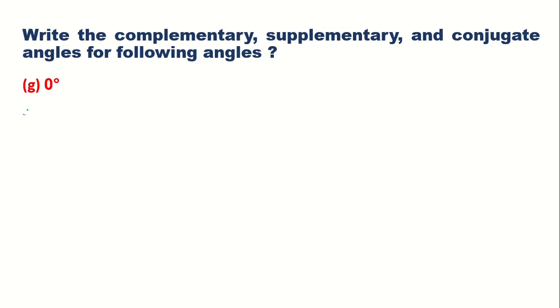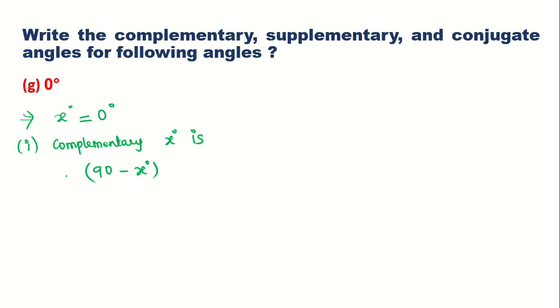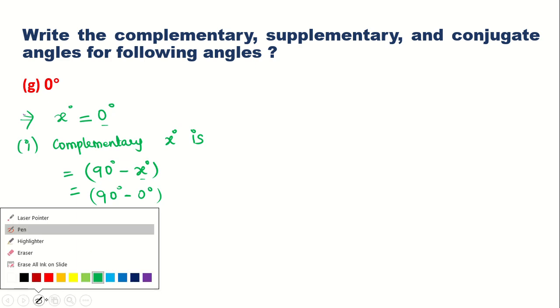Next, one more problem. So here given x degrees is 0 degrees. First, we'll find out complementary. Complementary of given x degree is 90 degrees minus x degrees. 90 degrees minus what is given x here? 0 degrees. How much is 90 minus 0? It is 90. So, for given x degrees, that is 0 degrees, the complementary angle is 90 degrees.